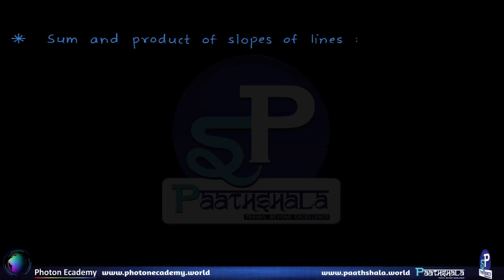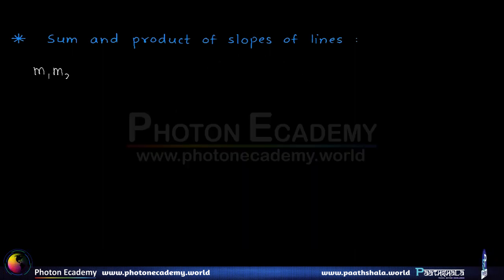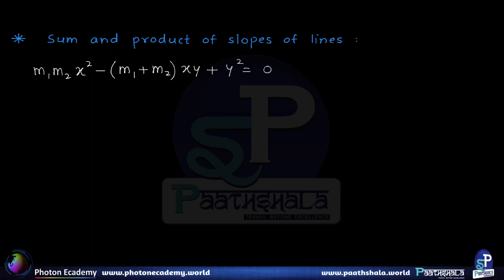Now we move on to derive two important results, that is the sum and product of slopes of the lines in a pair of lines. For this, let us consider the equation which we have seen earlier: if m1 and m2 are the slopes, then their joint equation can be written as m1 m2 x square minus (m1 plus m2) times xy plus y square is equal to 0.